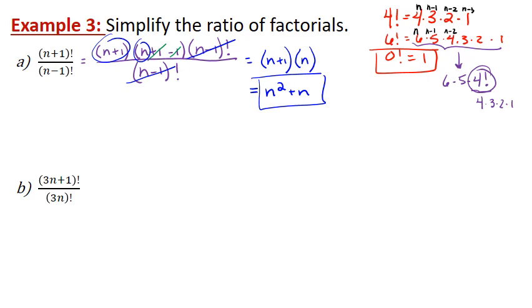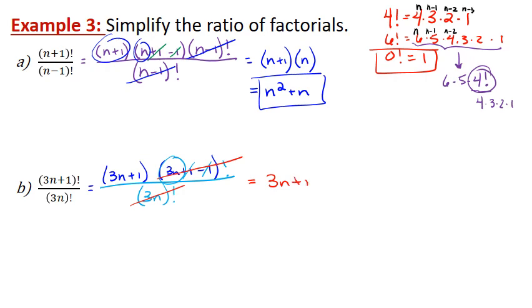So remember, in a factorial, all we do is subtract 1 every time. Okay, so I'm starting off with 3n plus 1. So my next term is 3n plus 1 minus 1. Okay, well, what happens when you have a plus 1 and a minus 1? They cancel. So really, this is 3n. So I'm going to stop there. And this is over 3n factorial. So the 3n factorials cancel, and I am simply left with 3n plus 1. That's all there is to it.